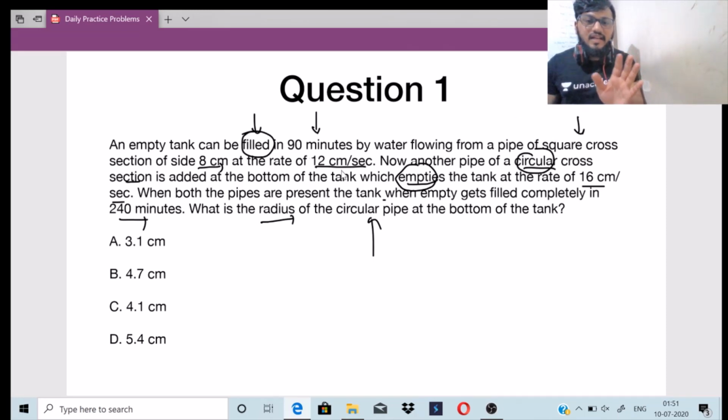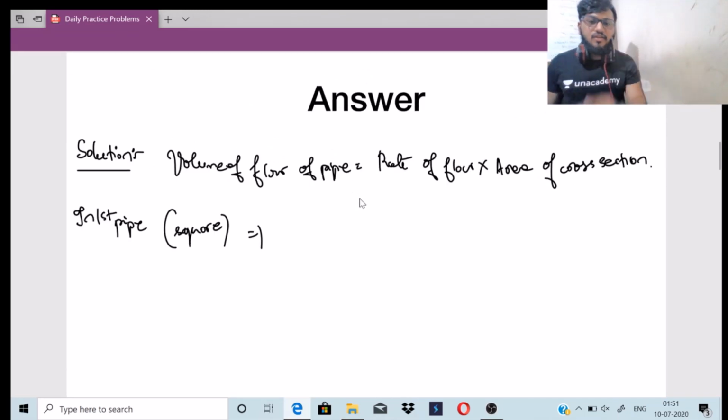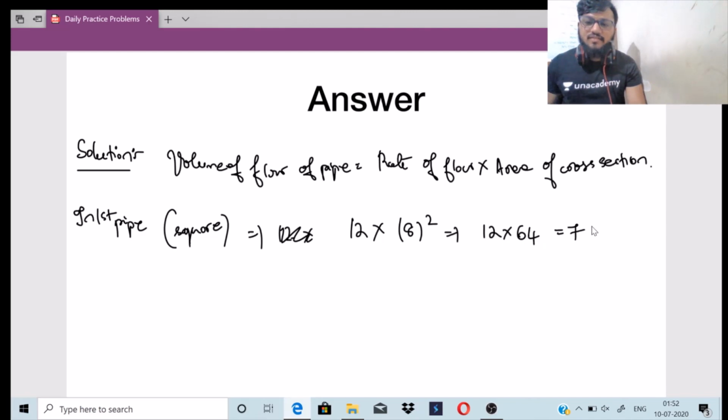You know the side and you know the rate. The rate of flow is 12. What is the area of a square? It is side squared, and the side is 8 centimeters. So this will be the rate of flow, 12 centimeters per second, into 8 squared, which is 12 into 64, which is 768. So 768 units will be the first pipe.